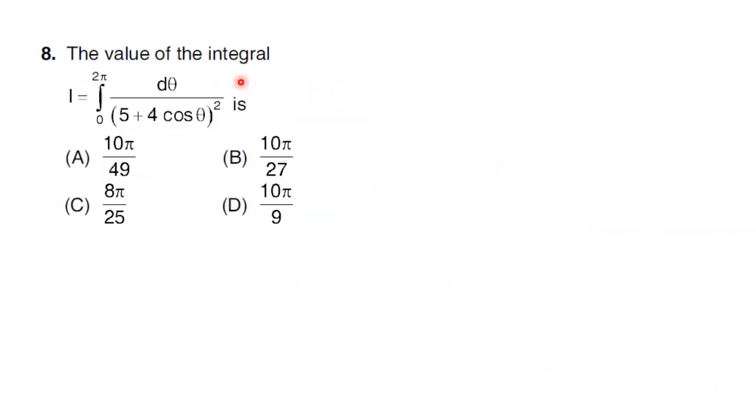The value of integral I is equal to integral 0 to 2π dθ divided by (5 plus 4 cos θ) whole square is. Some standard integrals are: the value of integral 0 to π dθ divided by a plus b cos θ is given by π divided by square root of a square plus b square.